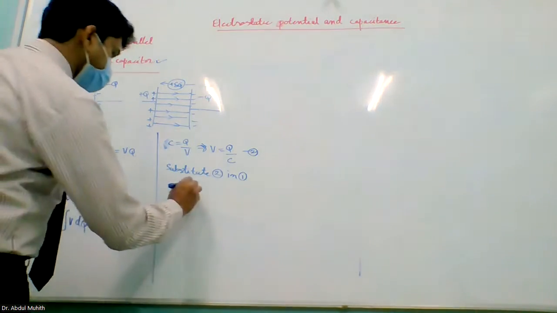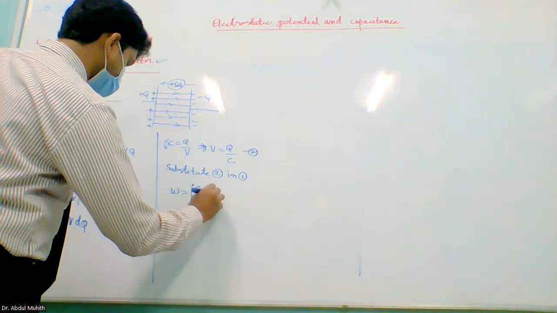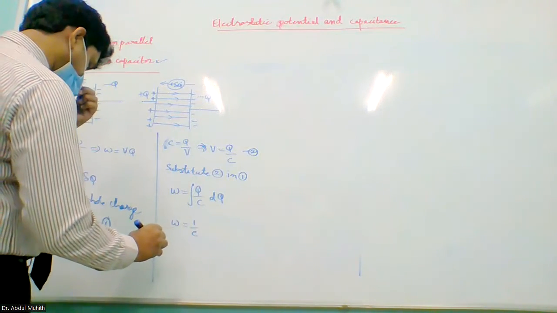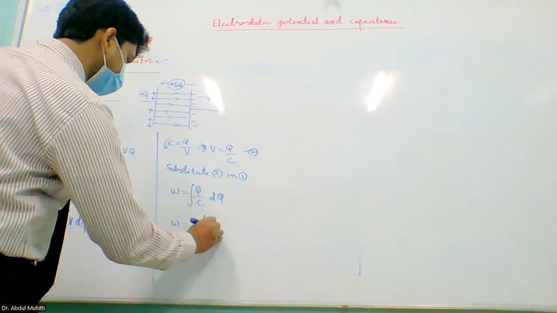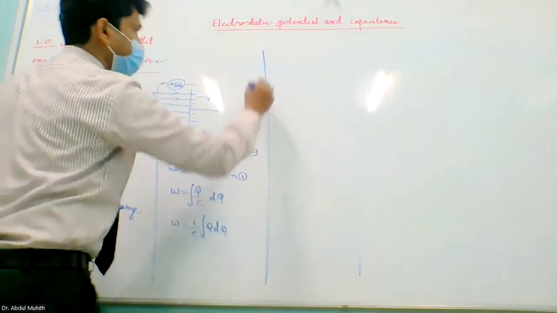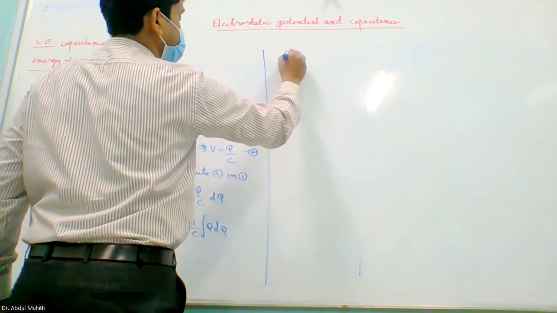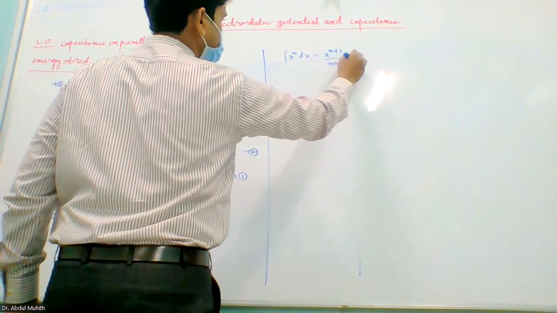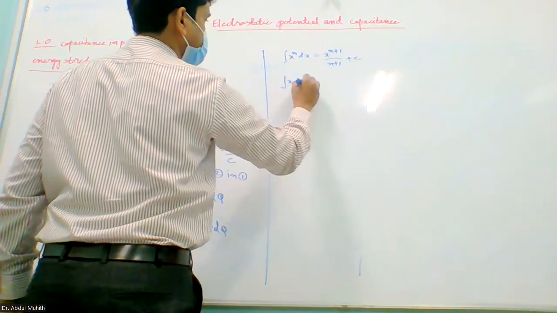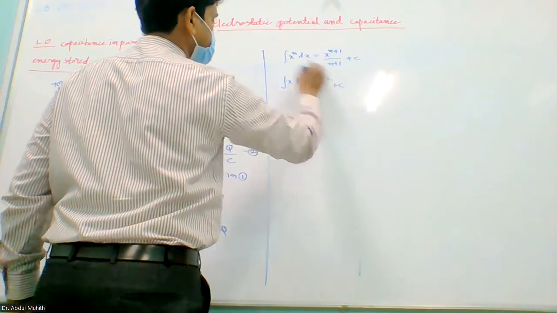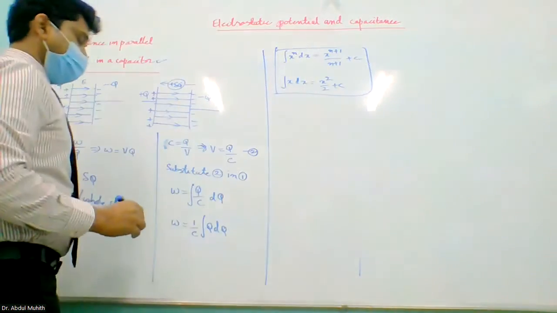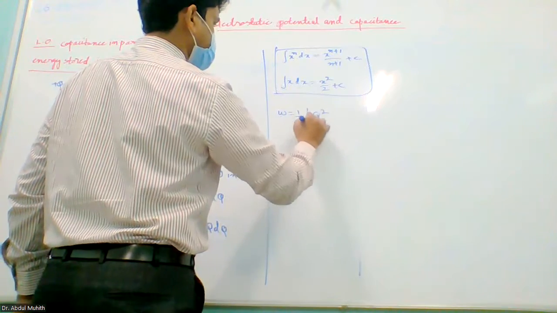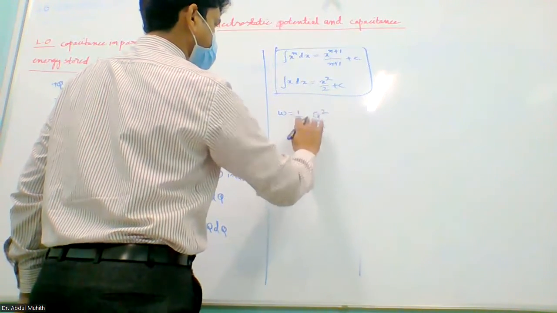Now, integration of q by c into dq. 1 by c is constant, so take it outside. Now integration of q dq. We have integration of x power n dx is x power n plus 1 by n plus 1 plus c, and integration of x dx is x square by 2 plus c. These are the two formulas. Now W is equal to 1 by c into q square by 2. Understood now? This value is q square by 2.